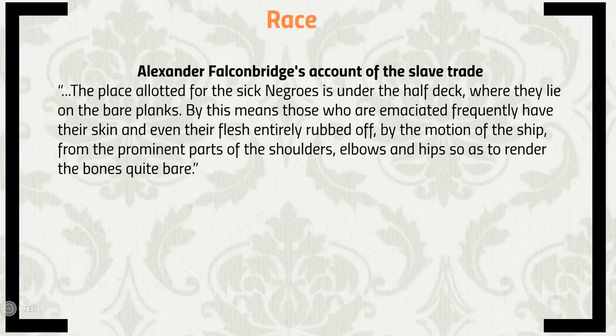These conditions are reflected in the following quote from Alexander Falconbridge's account of the slave trade, where he says, "The place allotted for the sick Negroes is under the half-deck, where they lie on the bare planks. By these means, those who are emaciated frequently have their skin and even their flesh entirely rubbed off by the motion of the ship, from the prominent parts of the shoulders, elbows, and hips, so as to render the bones quite bare."